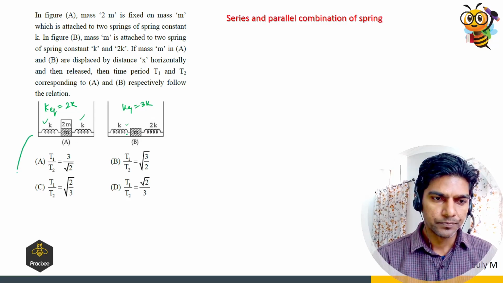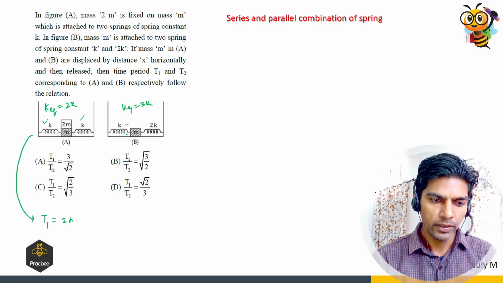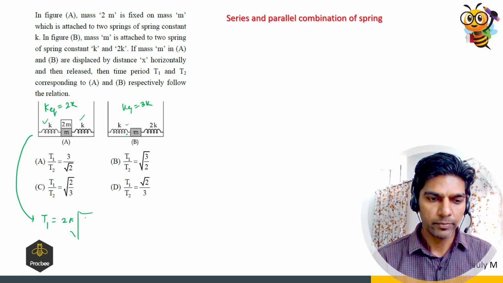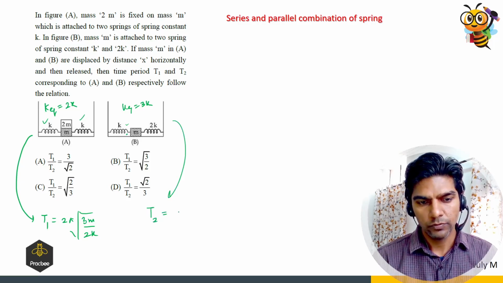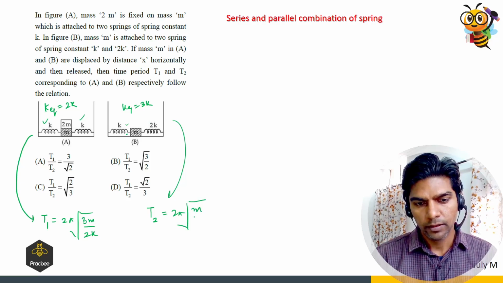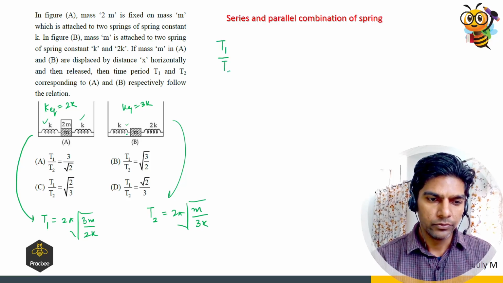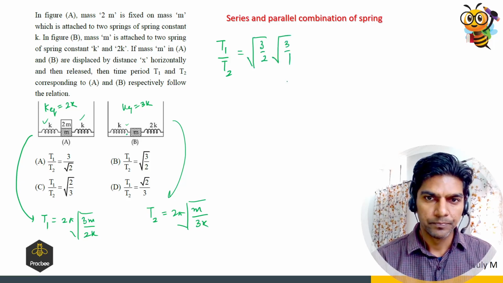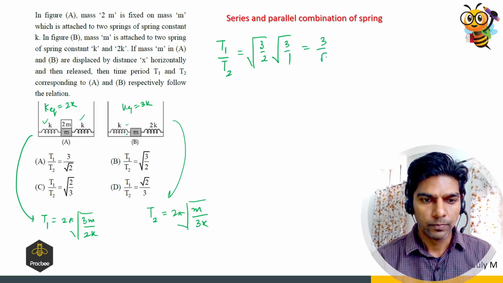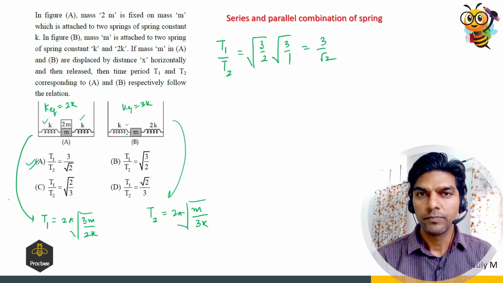So in the first case, T1, the time period will be 2 pi root m by k. What is the total mass which is oscillating? 3m. So that will be 3m by 2k. And in this case, T2 will be 2 pi root m by k, where total mass is m only, and the equivalent spring constant is 3k. So we have to take the ratio. T1 by T2 will be root of 3 by 2 times root of 3 by 1. So that is nothing but 3 by root 2. So option A is the right answer.